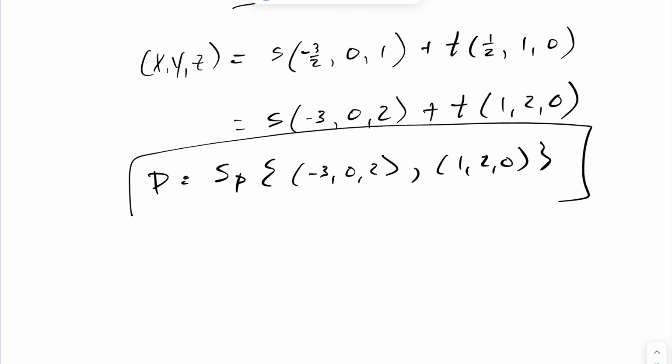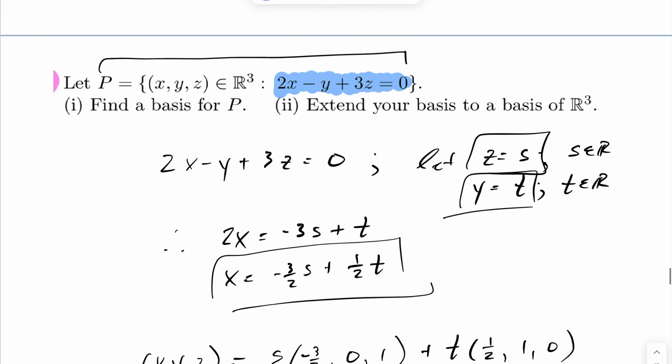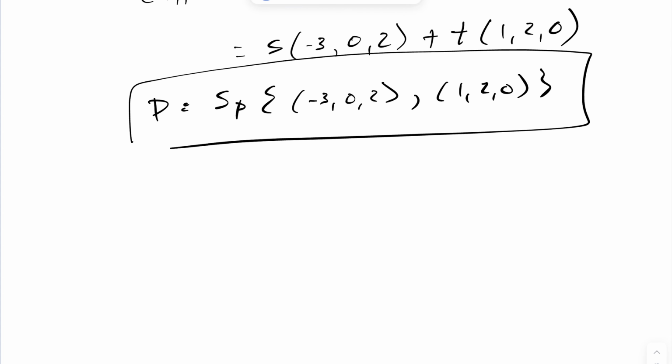They want me to extend this to a basis for R3, right? So this is my vector v1, this is my vector v2. I want to extend this to a basis for R3, so I just have to find a vector perpendicular to both of these two vectors. Typically a vector perpendicular is a vector whose dot product is 0. I can just take the cross product of these two vectors here. So if you take vector v1 cross v2, you will get a vector, let's call this n, that is perpendicular to both of these vectors.